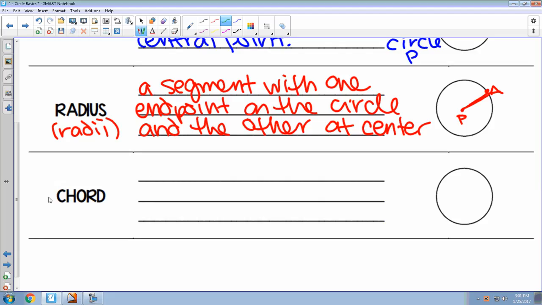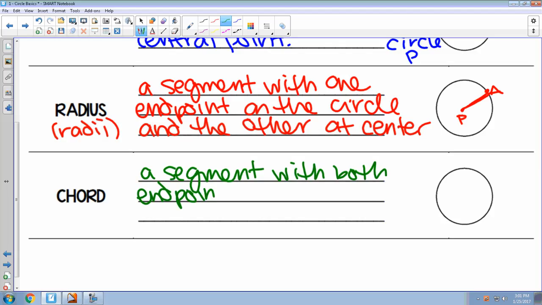Your next definition is called a chord. It is a segment with both endpoints on the circle. This, again, there's so many of these that can be drawn. You can connect any endpoint you want, or your endpoints can be any part of the circle that you want. So this could be X and Y. This is one chord. I could draw another one down here. This could be A, B. You can draw infinitely many chords just anywhere you want around the circle.